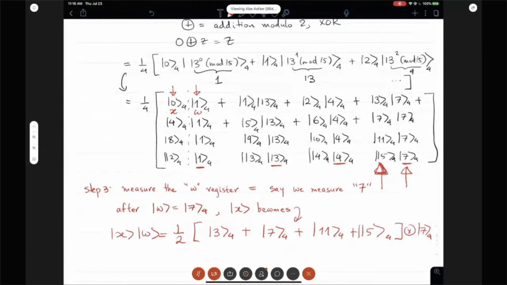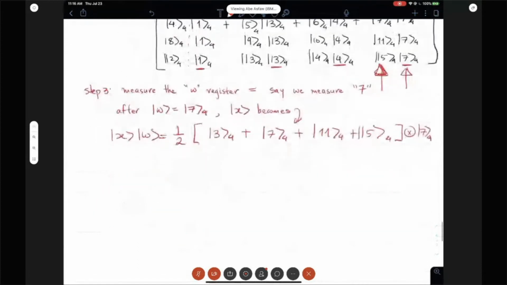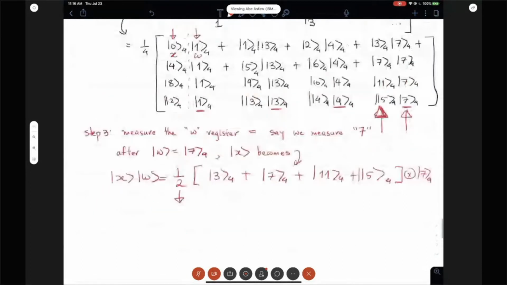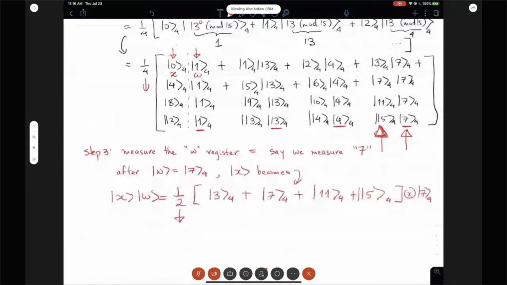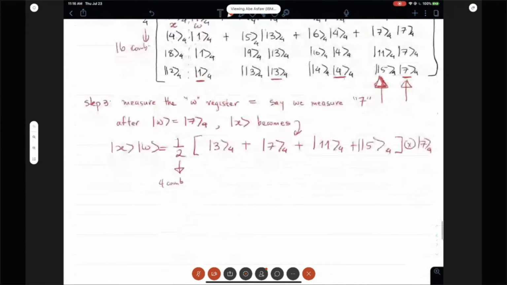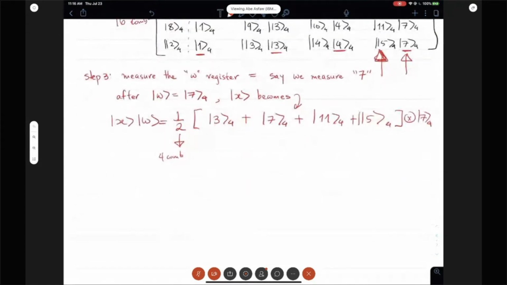The one thing I want you to take note of here is that the normalization has changed. So previously we had 1/4 because there are 16 combinations. Here we have only 4 combinations. So we have 1 over square root of 4. Note the change in normalization so that you remember.